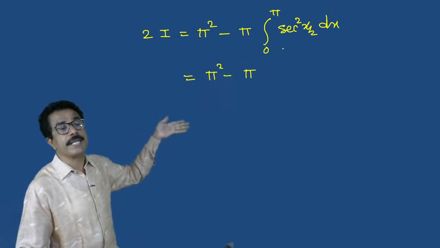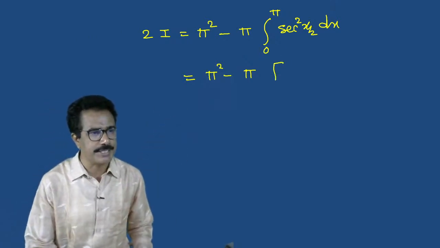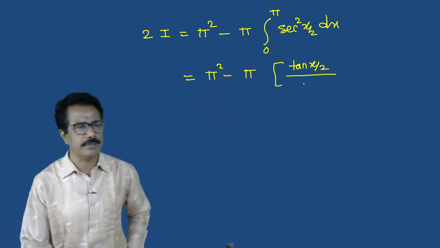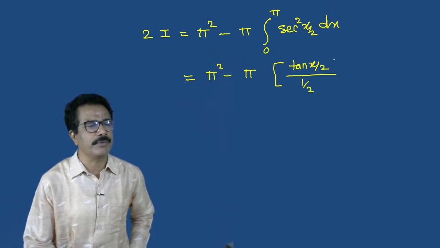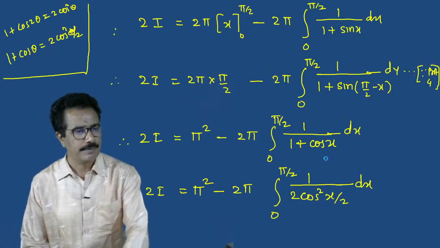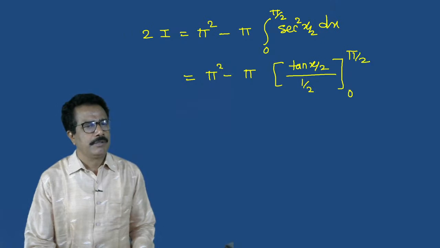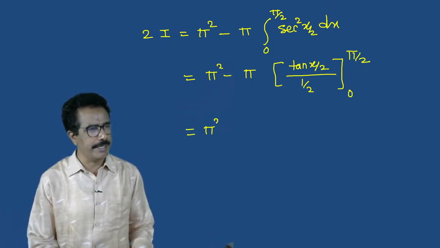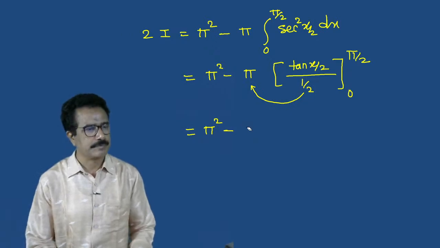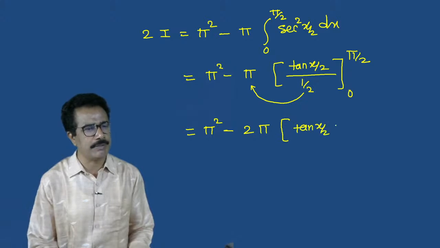What is the integration of sec square x with respect to x? That means tan x. सांगा रे, sec square x चं इंटिग्रेशन काय येतं? डिवाइड बाय x by 2 चं इंटिग्रेशन 1/2 ओव्हर द लिमिट 0 to π/2. So we can write pi square minus pi, into 1/2. You can take in the numerator, that is 2 pi, then remaining term is tan x by 2 over the limit 0 to π/2.